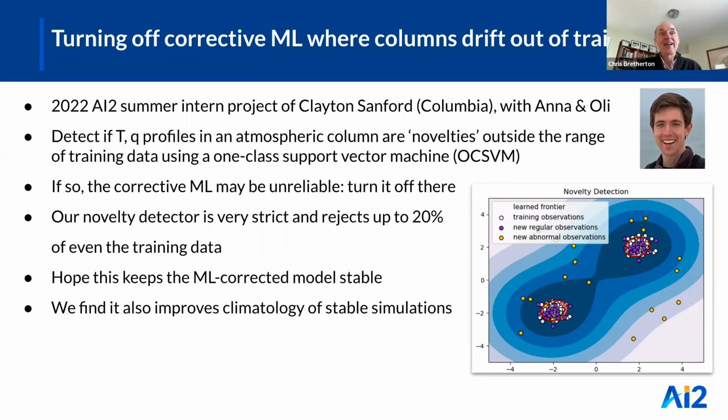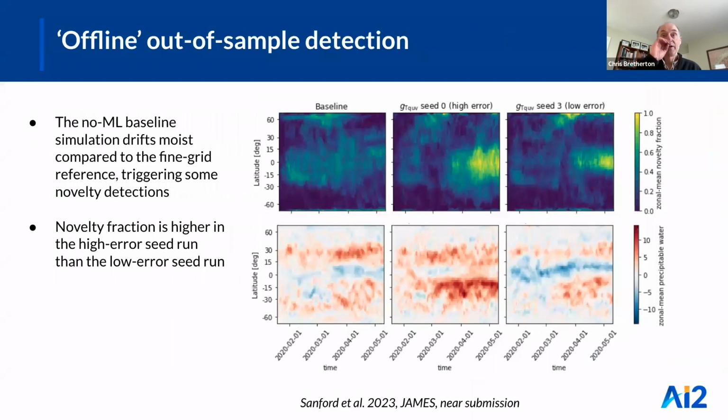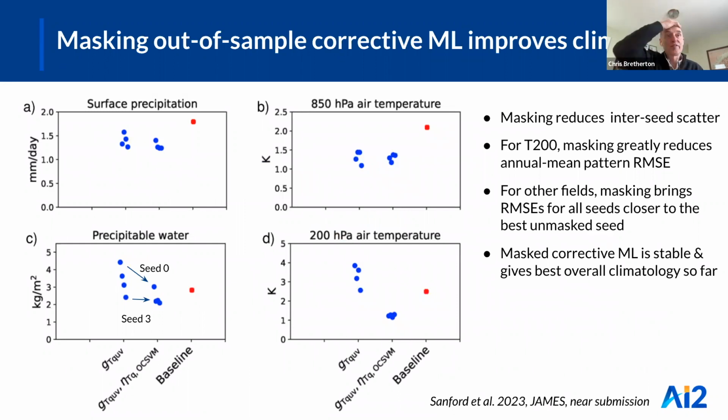But if you do this, it not only keeps the machine learning corrected model stable, but it actually improves the climatology of stable simulations further, such that instead of all the seeds having very different precipitable water, if you use exactly the same machine learning, but now use the novelty detector to turn off the machine learning when the climate is out of sample in a particular column, the seed zero results for precipitable water, shown in panel C, now get a lot better, while the best results basically stay the way they were before.